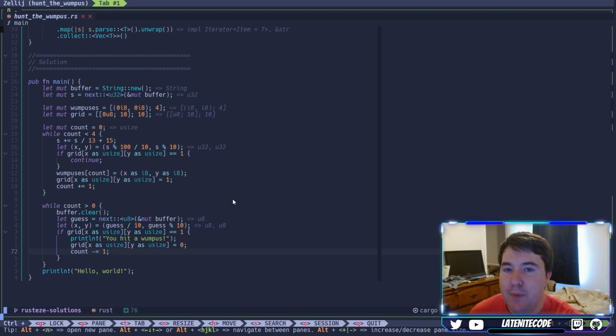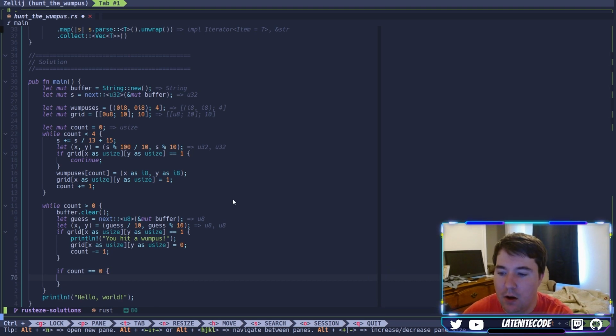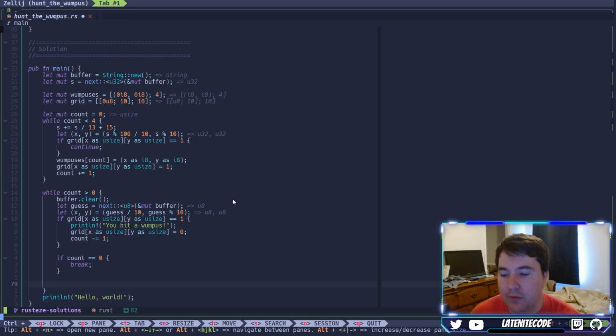Okay. Now it's possible that after hitting this last Wumpus and decrementing the count, we've actually captured the very last Wumpus. So if that's the case, if the count is now equal to 0, then we're just going to go ahead and break out of this loop. Now, if the count in this particular case is greater than 0, which means that there's still some Wumpus remaining, then the next thing that we're told that we need to do is go ahead and print the distance to the nearest Wumpus. So to do that, we're actually going to lean into the wonderful Rust iterators.